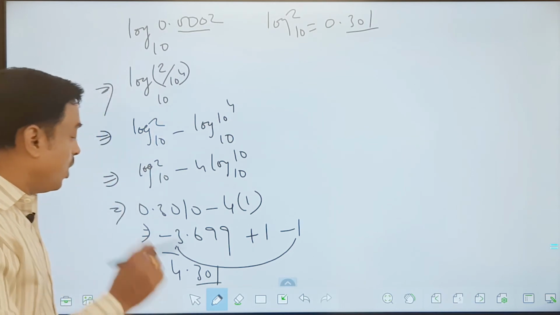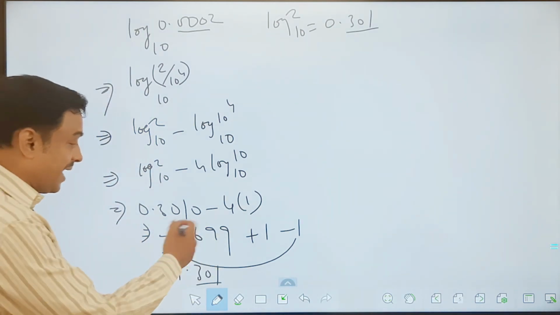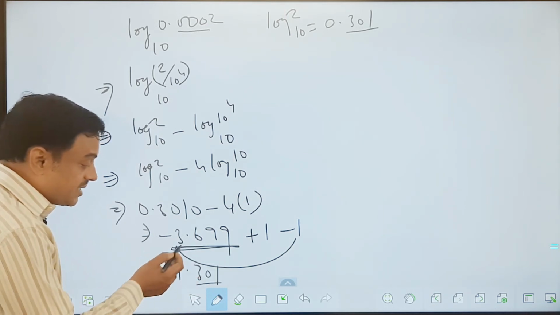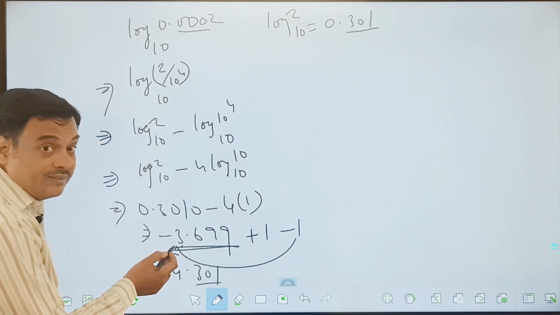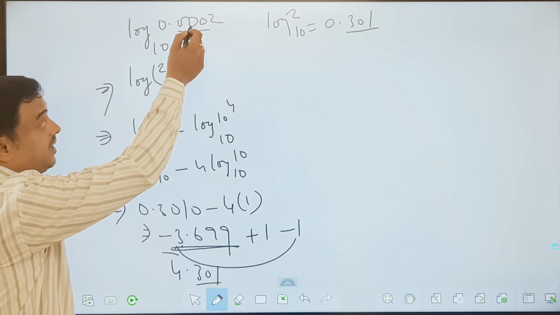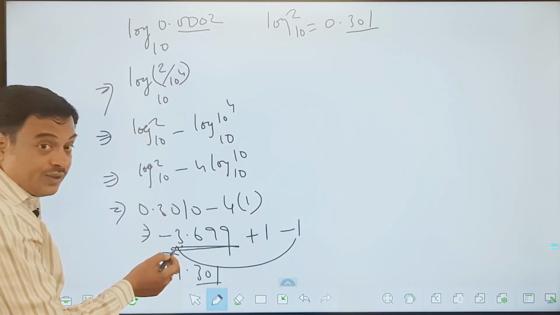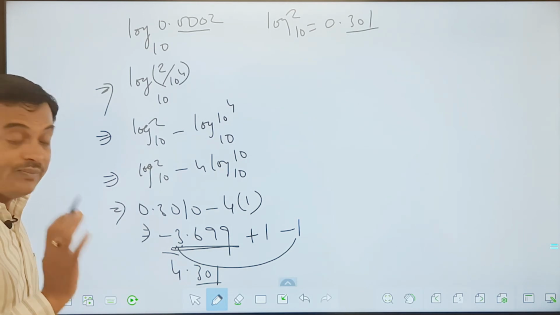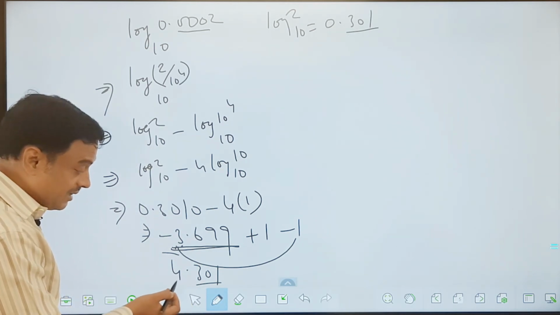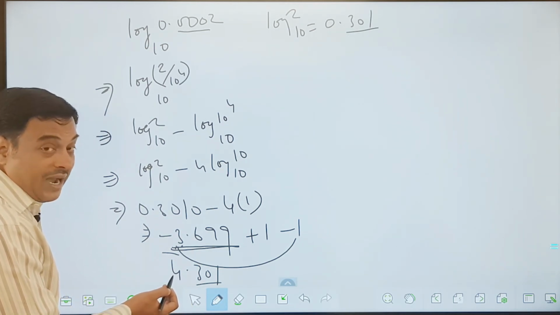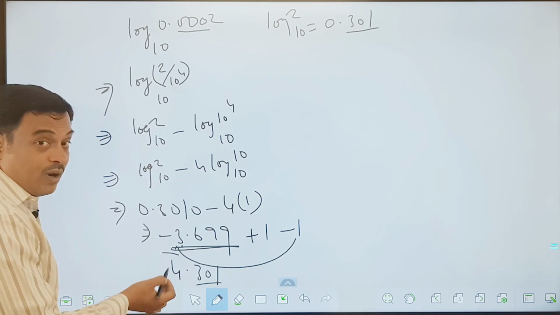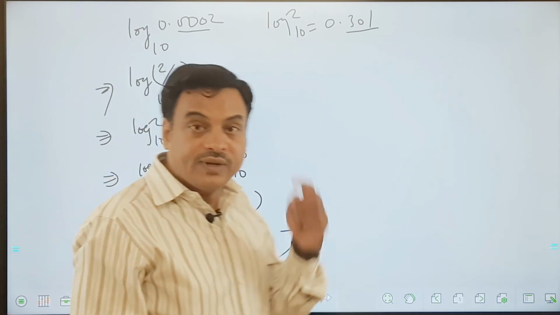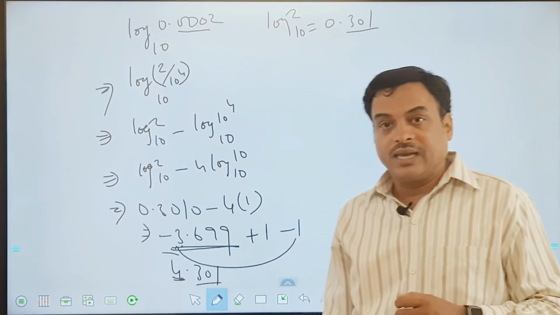So what is my answer and how do I get it? From the characteristic value. If the value is completely negative, straight away the characteristic value will be the answer. The number of zeros is 3, and here the characteristic value is also 3. If the entire value is negative, then the characteristic value itself is the answer. But if you get it like this, then the characteristic value minus 1 is the number of zeros, one short of the characteristic value. That's the difference.